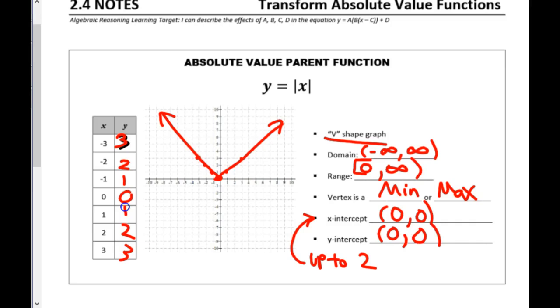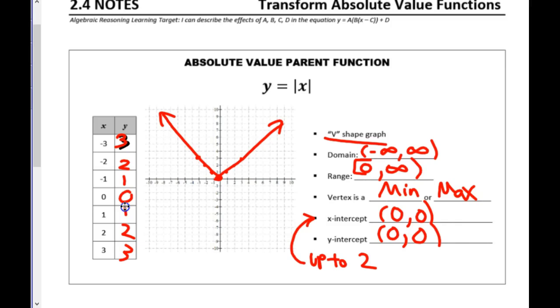Okay, make sure you have that down over here. What? Well, it's where it crosses the y. Like, it crosses the x-axis right there and the y-axis right there. Right, but they're not always going to be the same, just this one.